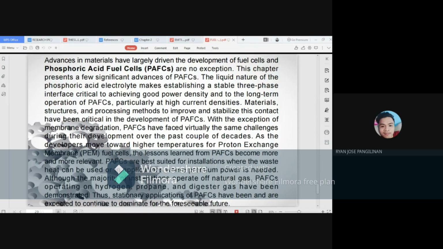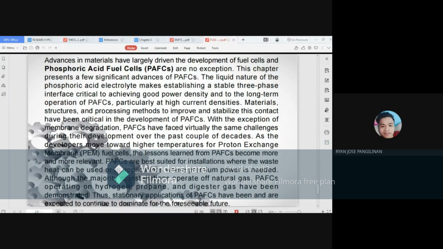With the exception of membrane degradation, PAFCs have faced virtually the same challenges during their development over the past couple of decades. As developers move toward higher temperature proton exchange membrane fuel cells, the lessons learned from PAFCs become more and more relevant.